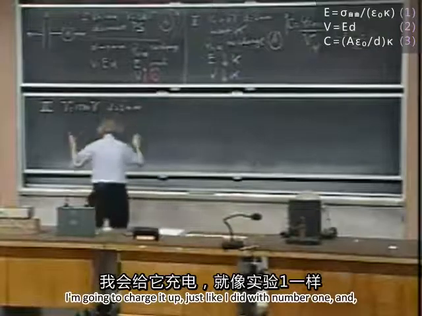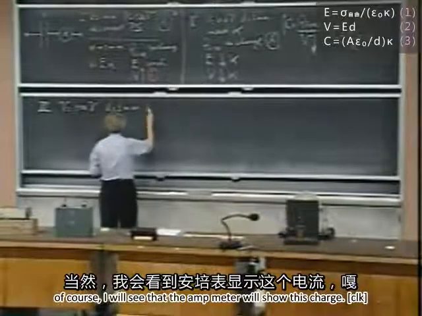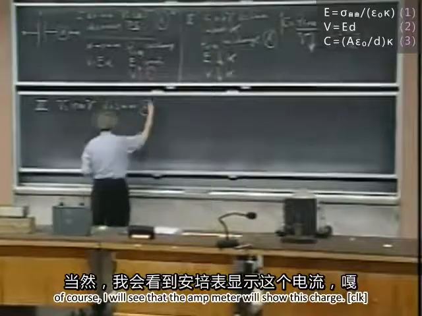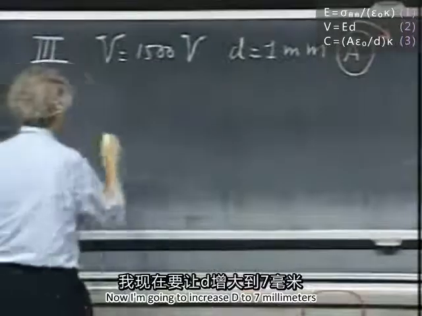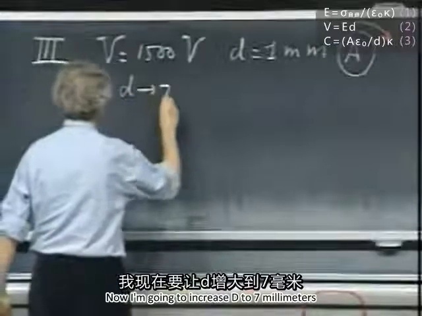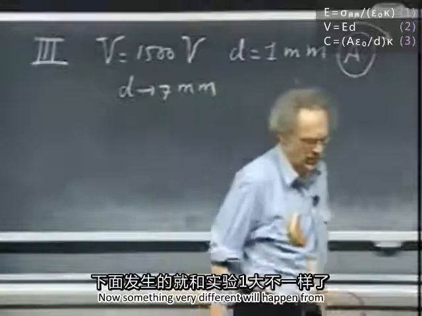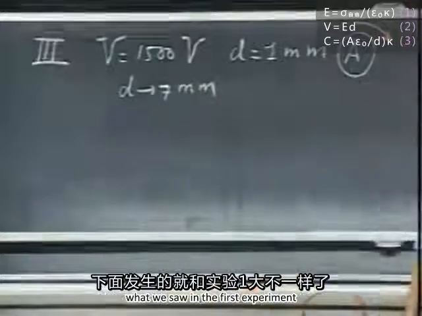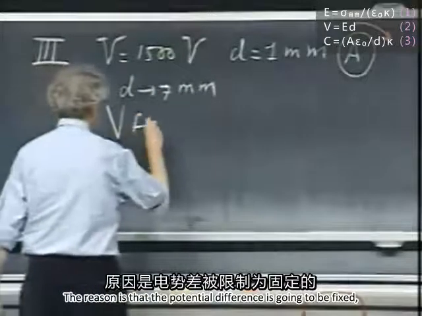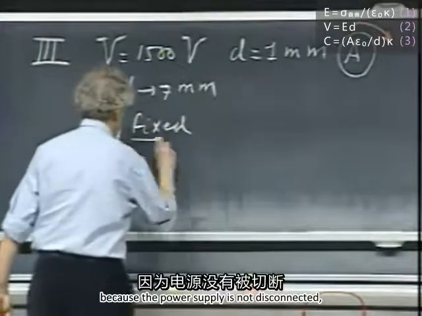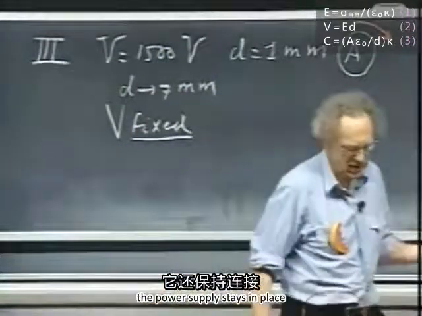I'm going to charge it up, just like I did with number 1, and of course I will see that the ammeter will show this charge. See a surge of current. Now I'm going to increase d to 7 millimeters. Now something very different will happen from what we saw in the first experiment. The reason is that the potential difference is going to be fixed, because the power supply is not disconnected. The power supply stays in place.